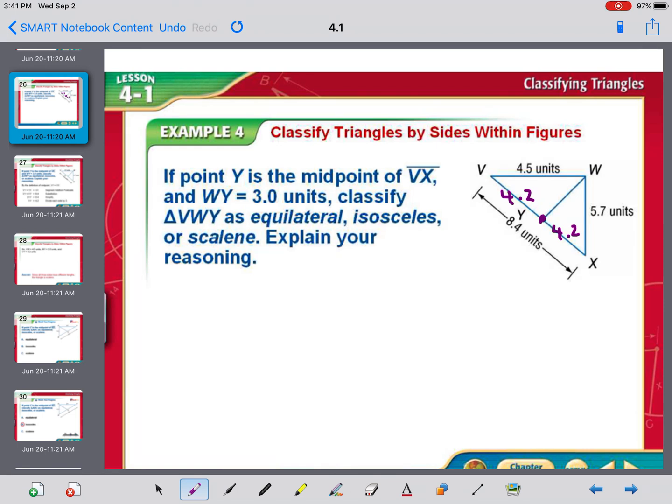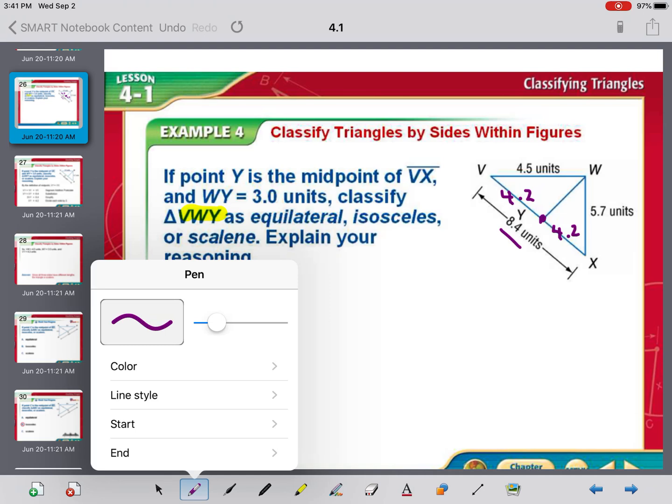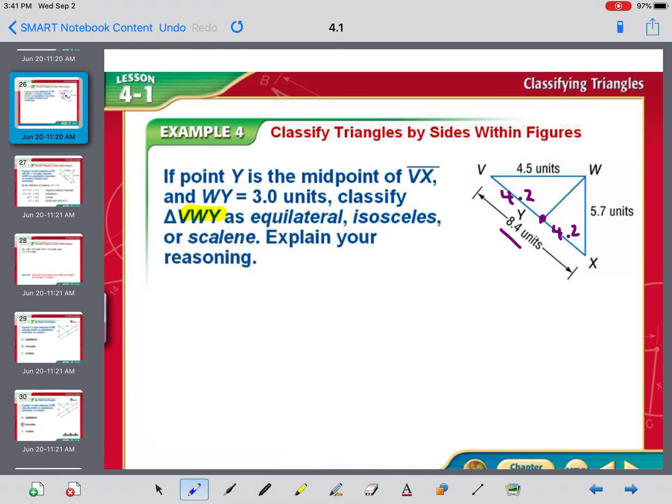It says if point Y is the midpoint. All right, they're saying this is the midpoint. If that's the midpoint, little children, then this is 4.2 and this is 4.2. Because the whole thing, as you can see, is 8.4 units. Inches, feet, yards, miles, we don't know what. So they've asked us to classify triangle VWY.